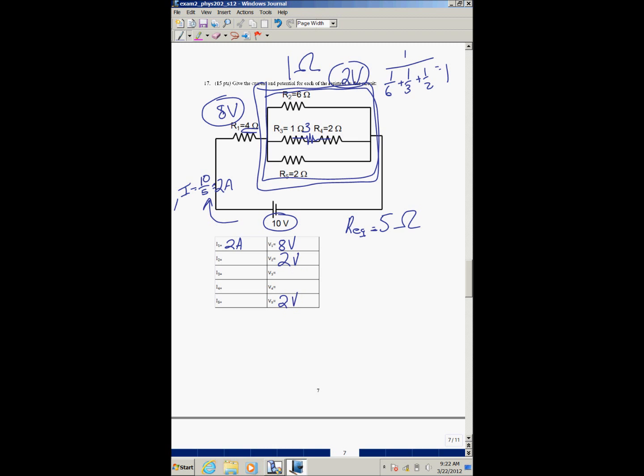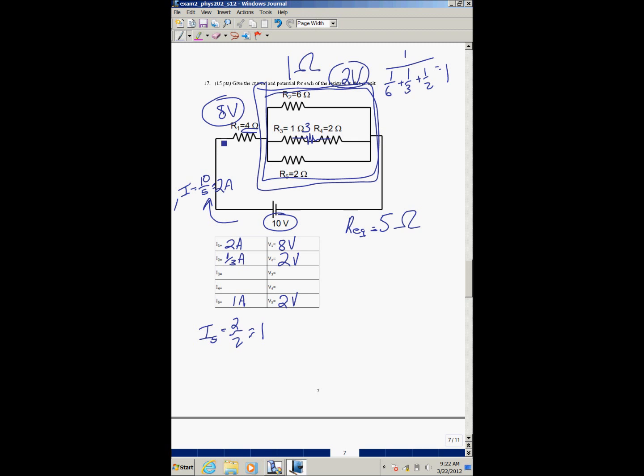Alright, I can go ahead and calculate the currents. I is just V over R. So here I5 is V over R, 2 over 2, which is 1 amp. So I have 1 amp here. And then I2 in a similar way is 2 over 6, which is 1/3 amp.